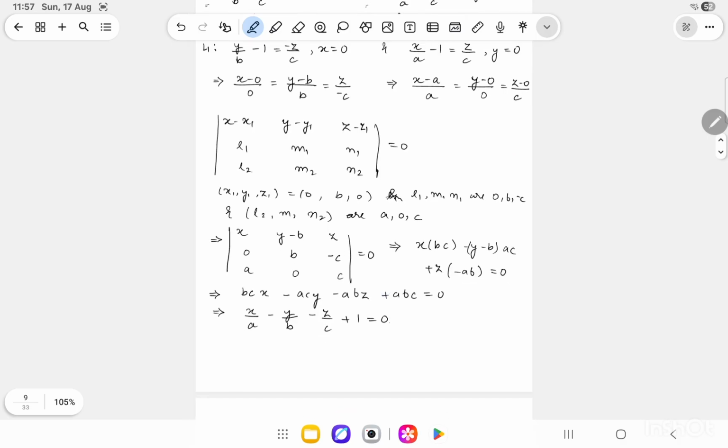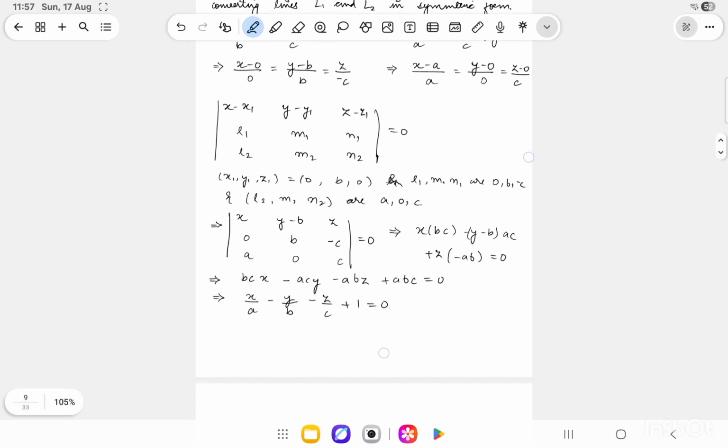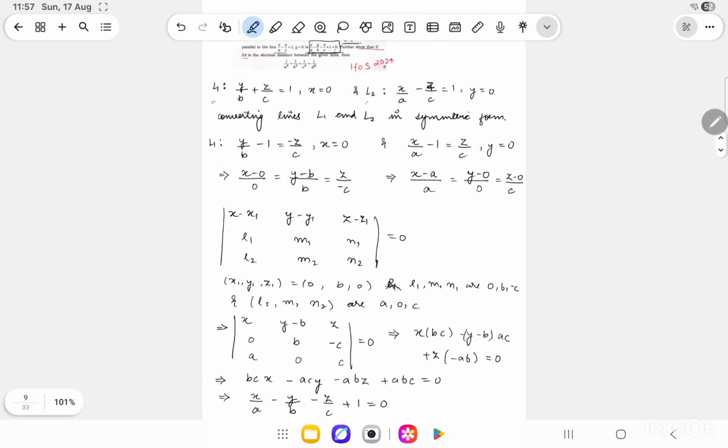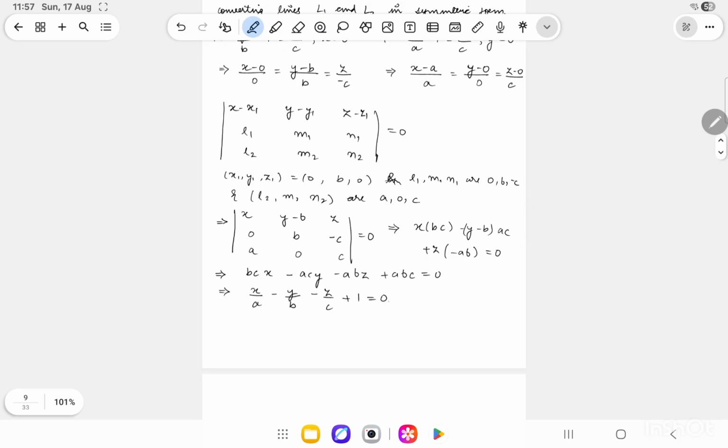Also, if you don't remember this formula, then we can do it by another method as well. We can just assume a general equation of a plane passing through line L1. So let us do it with that method as well. Any equation of a plane which is passing through L1 will be of the form, second method.